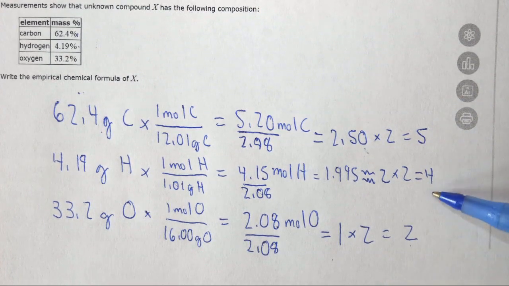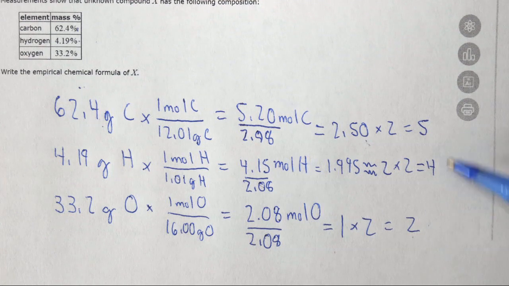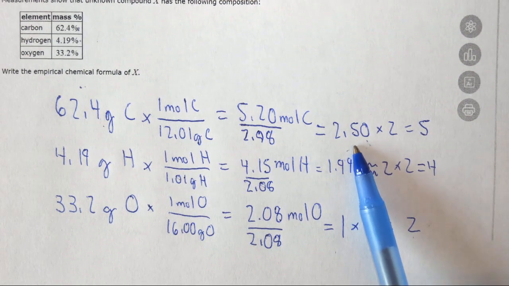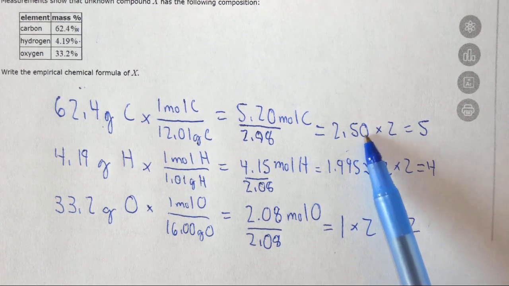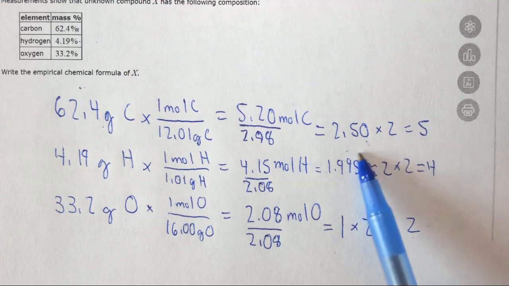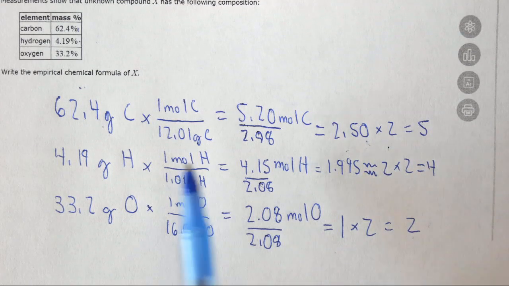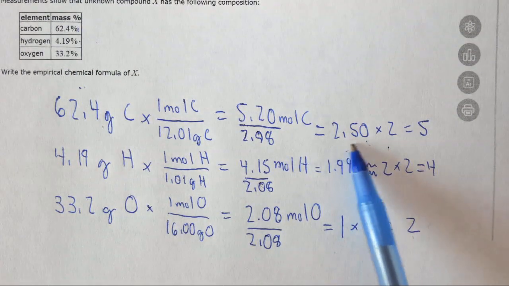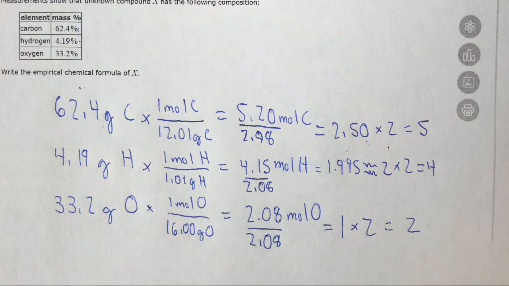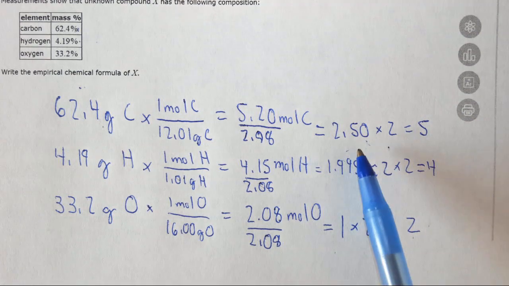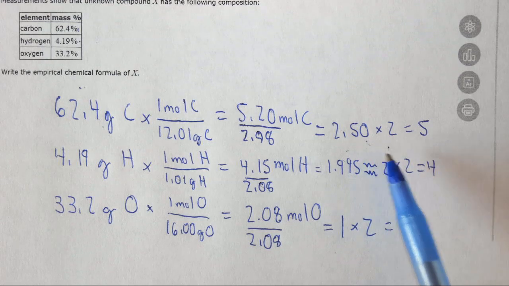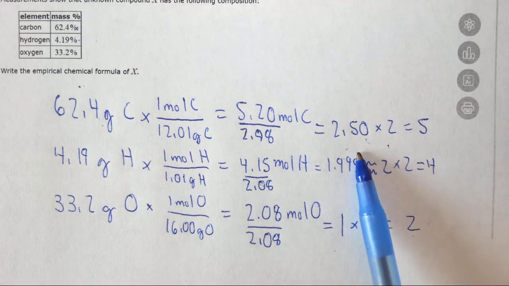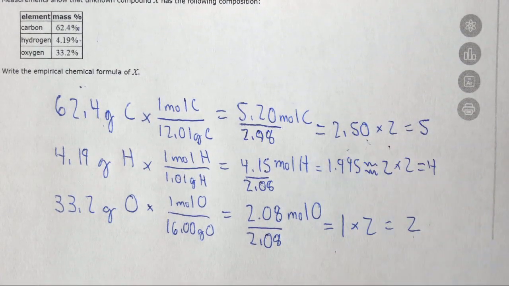Now they're all integers. I should point out that in the lab, if you get a number like 2.50, your TA or whoever may tell you to round it to the nearest whole number because it's an experimental value. However, in a textbook where the numbers are going to work out well, if you get a number like 0.50, you should double everything so that you get a whole number ratio. And the reason for this is you can't have half of an atom. And here we know it's not from experimental error like it might be in the lab.